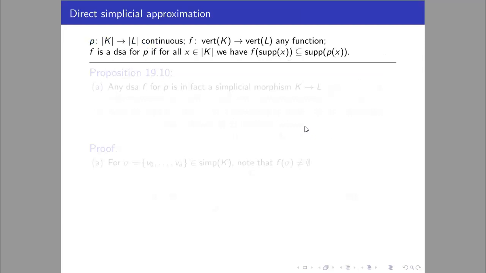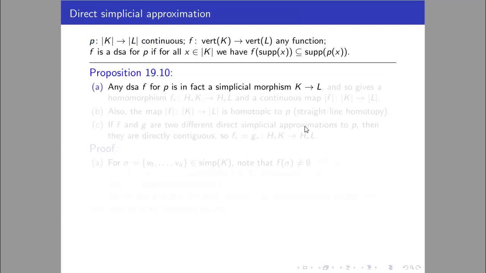So now we're going to have a proposition which tells us the key facts about these direct simplicial approximations. The first thing is that if F is a DSA for P, then in fact it's a simplicial morphism from K to L. Remember, that means that it just sends simplices of K to simplices of L. And we already proved a bunch of things about simplicial morphisms. So any simplicial morphism F will give us a homomorphism F lower star from the homology of K to the homology of L. And it will also give us a continuous map mod F from mod K to mod L.